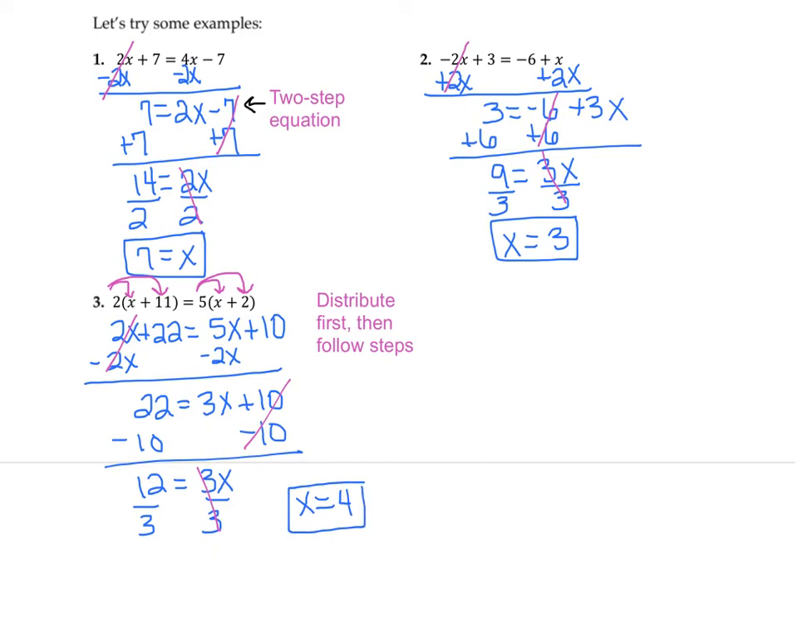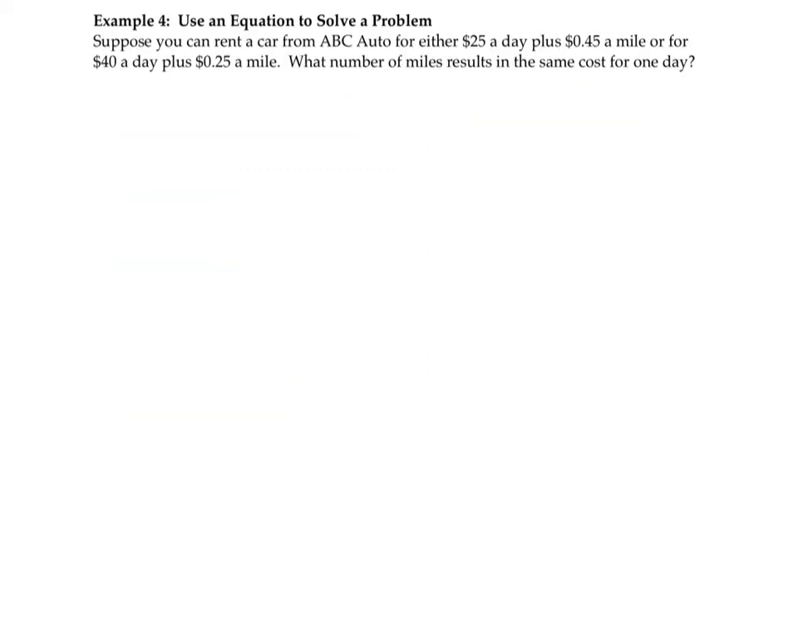Let's do one more problem together. We're going to do a word problem. So let's read our word problem. Suppose you rent a car from ABC Auto for either $25 a day plus 45 cents a mile, or for $40 a day plus 25 cents a mile. What number of miles results in the same cost for one day?